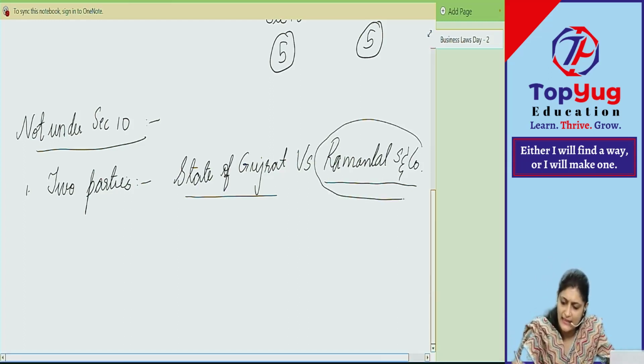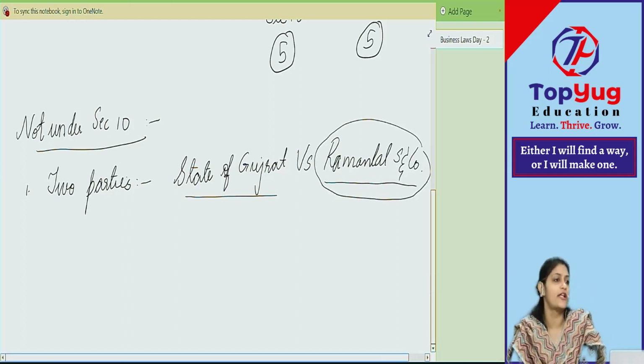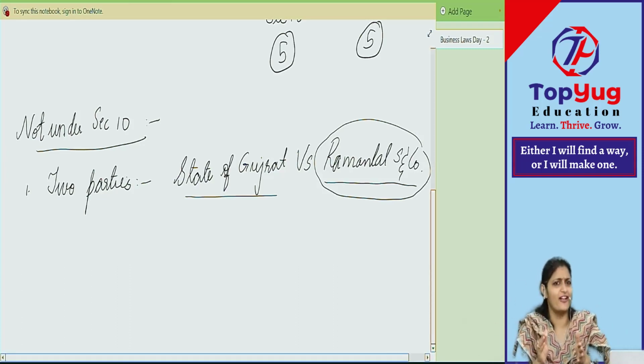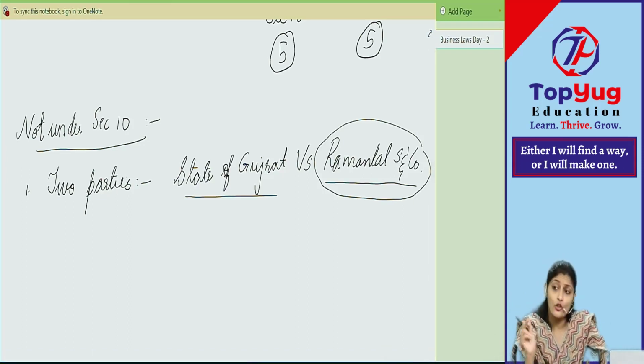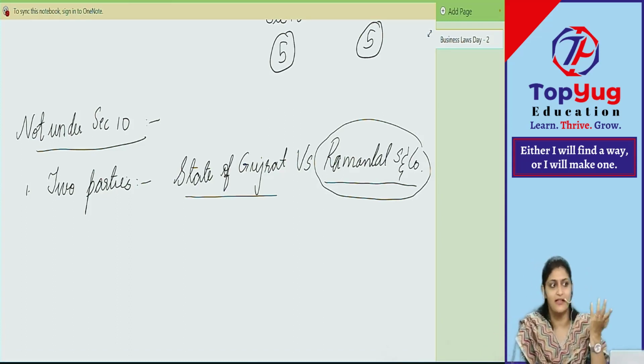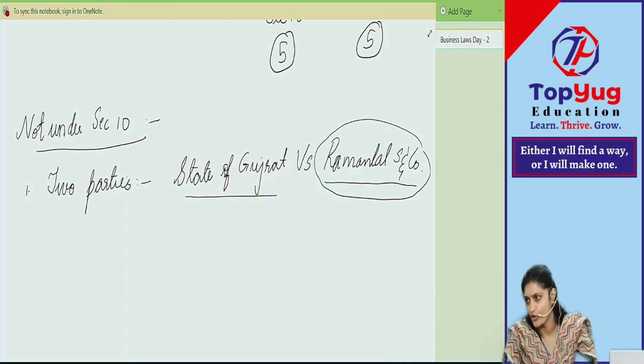So what happened? Ramanlal S and Company went for dissolution. You know what dissolution is? They wanted to stop and close down their business. Now in business, obviously you have assets: furniture, machinery, building. Whose assets are those? The firm's assets. In other words, they are the firm's assets as well as the partners' assets jointly. Say there are three partners; they are jointly the partners' assets also.